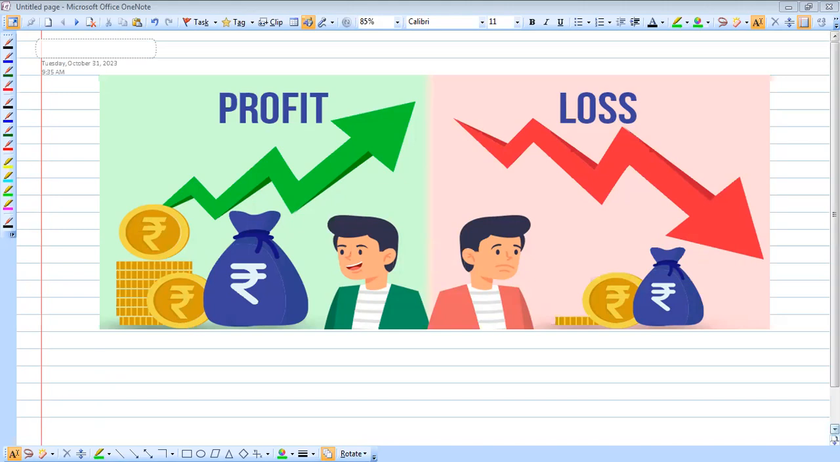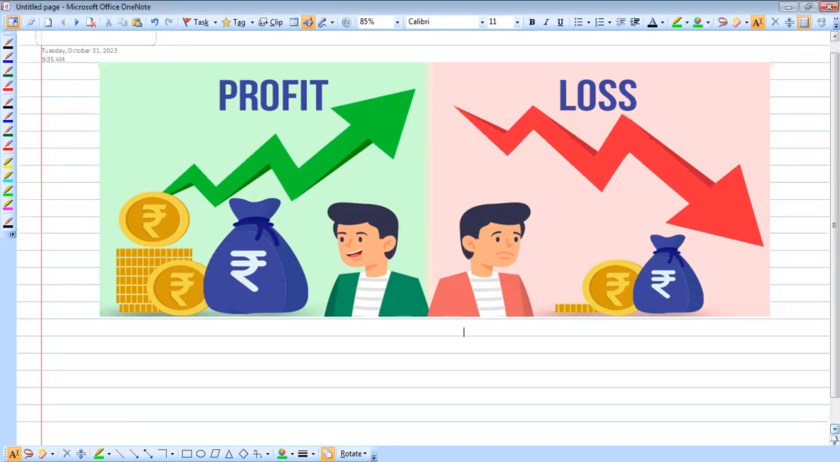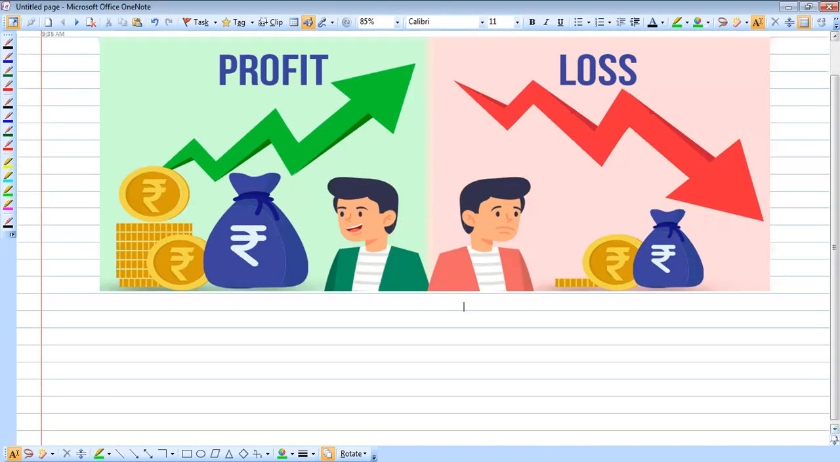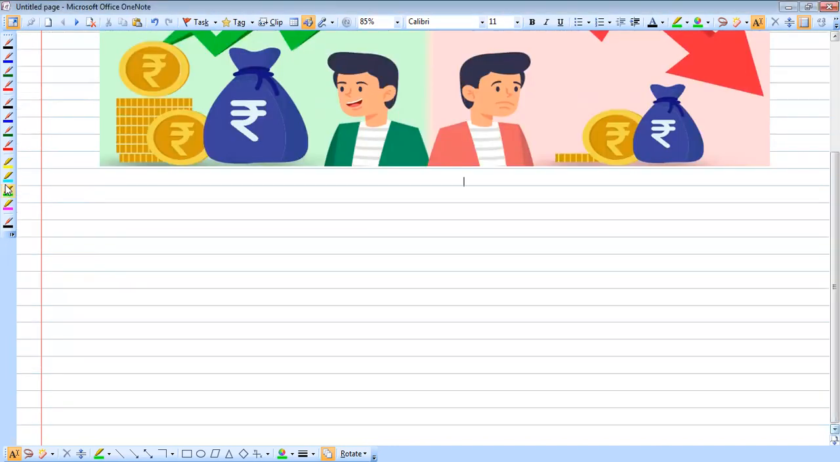Today, I'll be discussing a concept on profit and loss. It's such a topic that everyone has a basic idea about profit and loss. So, if I start the discussion with the basic things, we can say the cost price, and from the cost price, if I am going to the selling price, that increment is known as profit.